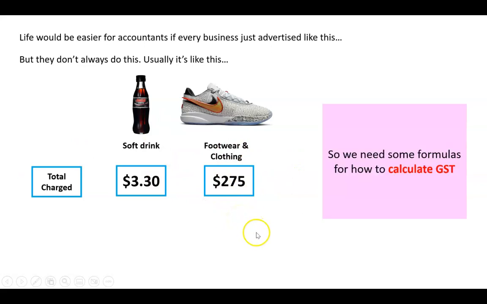Well, that's what we're going to look at in our next video. We're going to need some formulas on how to calculate the GST.